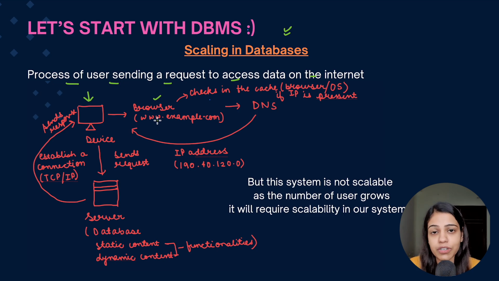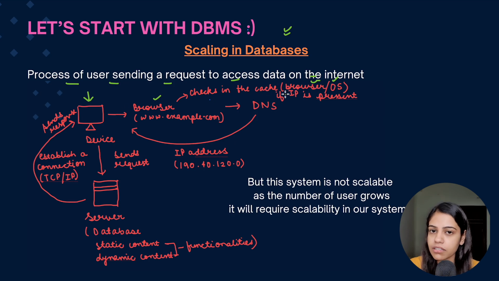is saved in the cache, first we do a lookup on the cache, and if it is present we provide that particular IP address. If it's not present, then we do a DNS lookup. So it will check in the cache of the browser as well as operating system if the IP address corresponding to this URL is present or not. If it's present, it will return the IP address here, and then the device will take the IP address and make a connection with the server and fetch all the details.